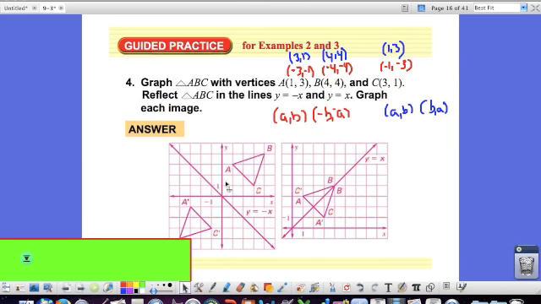So here's your original (1, 3), (4, 4), (3, 1). When you graphed it in y equals negative x, A is at (negative 3, negative 1), as we expected it would be. B is at (negative 4, negative 4). And C is at (negative 1, negative 3).